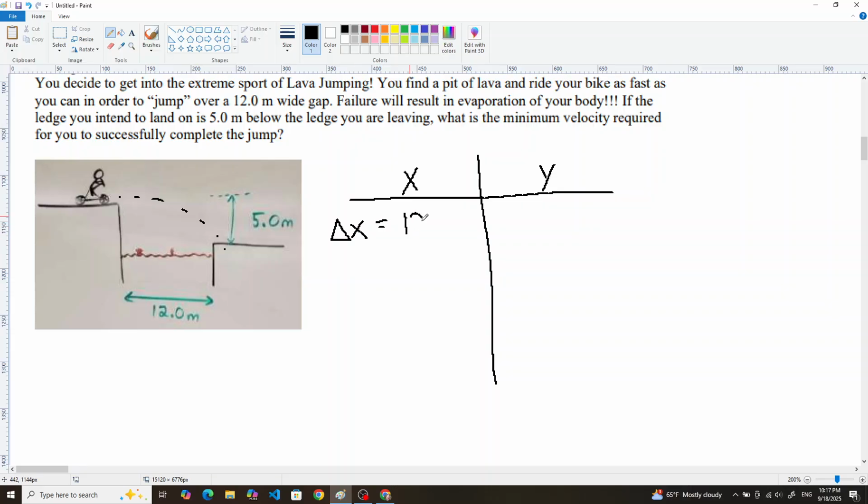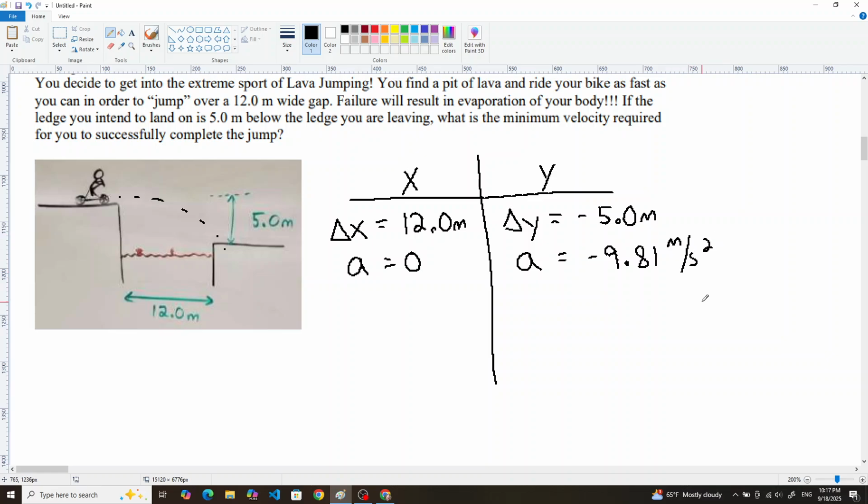So we'll say delta x is 12. The goal of this particular problem is to figure out what is the minimum velocity required for you to make this so, well, you survive. Again, acceleration of the x does not exist. Acceleration for the y is negative 9.81 meters per second squared. The initial velocity for the y is once again 0. This is a horizontal problem. So, when in doubt, find time. So that's exactly what I'm going to do here.